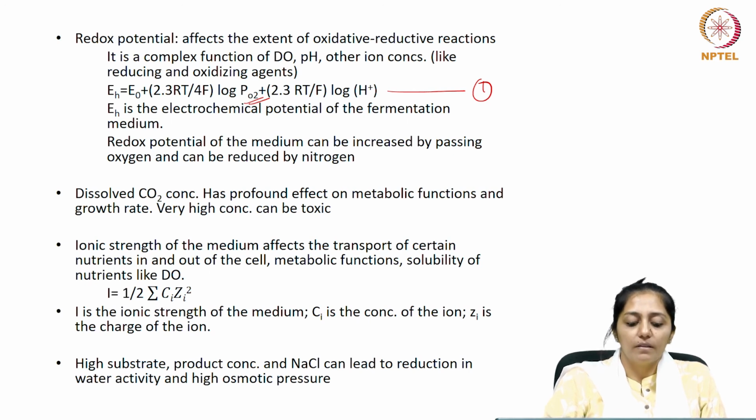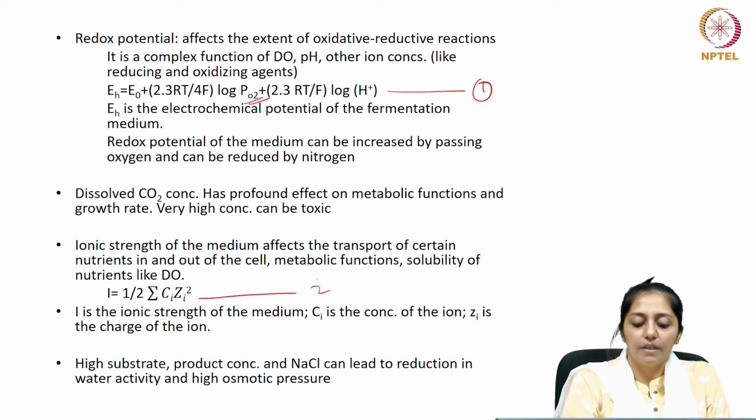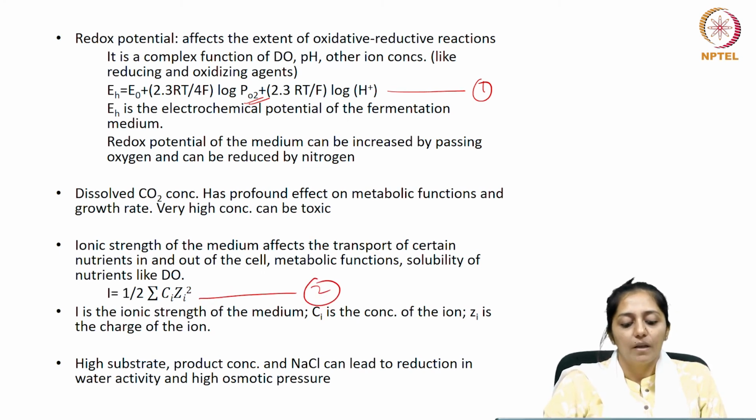So then ionic strength can be defined as given in equation 2 for the medium, where Ci stands for the concentration of a particular ion and Zi will be the charge of that ion in the medium. So it is a sum over all the ionic species and their associated charges, which make up the ionic strength of the medium. High substrate and product concentration and sodium chloride can lead to reduction in water activity and high osmotic pressure.